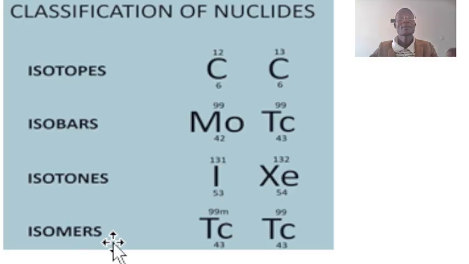Then we have isomers. Isomers here are elements that mirror each other. In other words, it is the same element, but one exists in a metastable state and the other is in a stable state. Now, that is all we have for today's class.